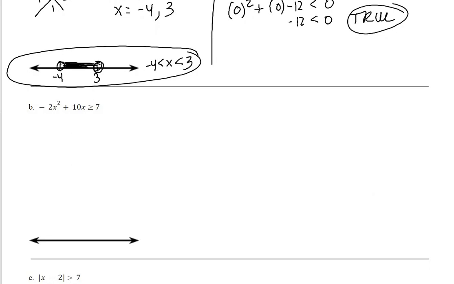Next problem. Negative 2x squared plus 10x greater than or equal to 7. Let's find our boundary points. Negative 2x squared plus 10x. I subtract 7 from both sides, and I use equality.